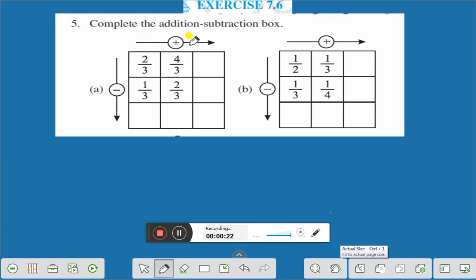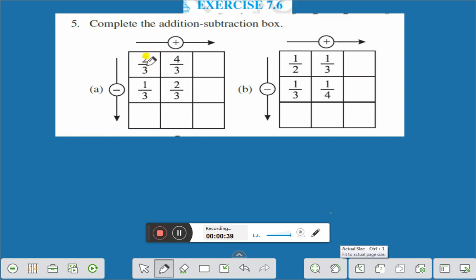Here in the horizontal direction the sign given is plus. That means you have to add 2 by 3 plus 4 by 3. In the horizontal direction you have to add, and in the vertical column you have to subtract. That is 2 by 3 minus 1 by 3, and 4 by 3 minus 2 by 3. Let us first add and then find the differences.